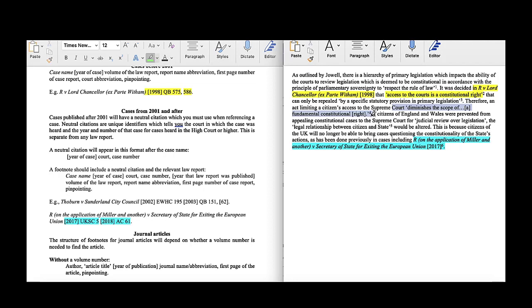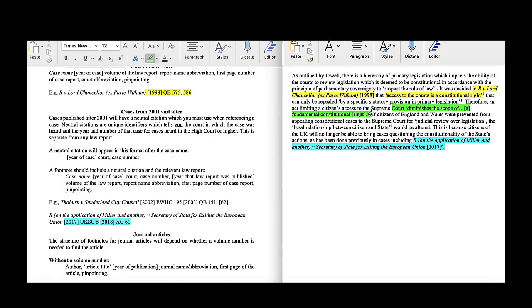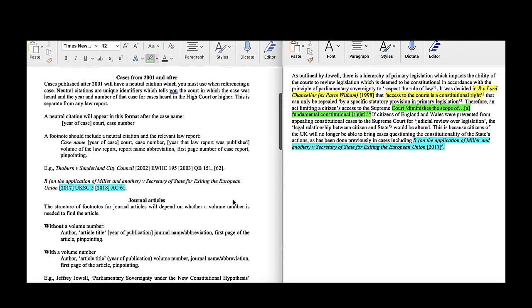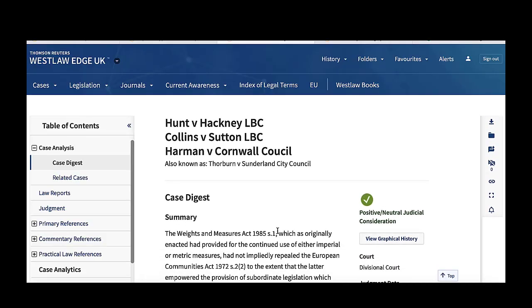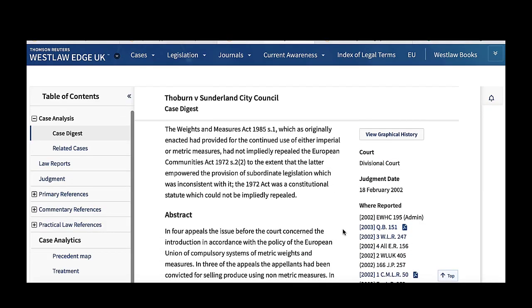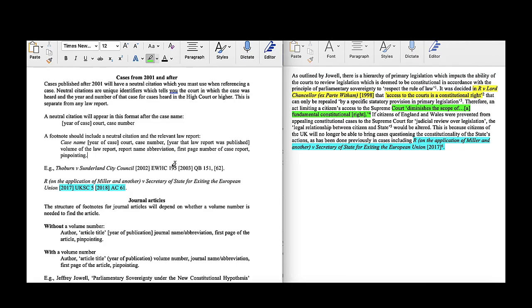The author has derived a quote from the case of Thoburn v Sunderland City Council without explicitly stating in the text that they have done so. In situations like this, footnoting is incredibly important to allow the quote to be identified. As this is a specific quote, pinpointing will be required. Using WestLaw, you can find that the neutral citation is [2002] EWHC 195, and that the most authoritative report is [2003] QB 151.